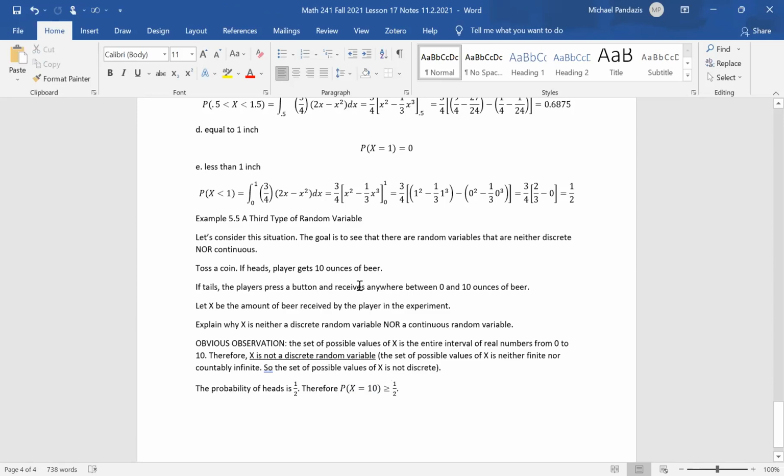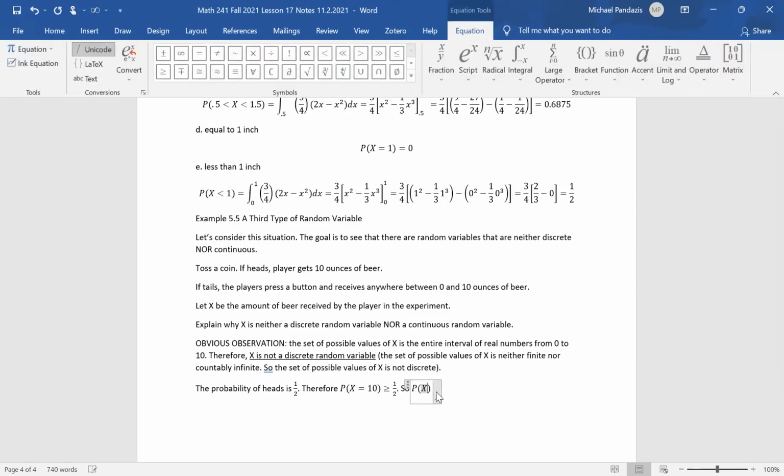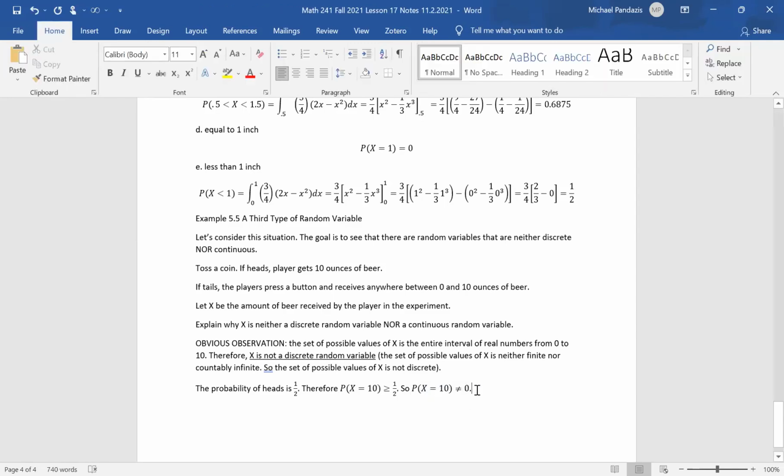Now, when you flip tails, you get anywhere between 0 and 10, so there might be a chance that you still get 10 ounces of beer. But regardless of what that chance is, you already have 50% odds from flipping heads. So the probability that X equals 10 exactly is not equal to 0. It is greater than or equal to 1/2, which means it cannot be 0.